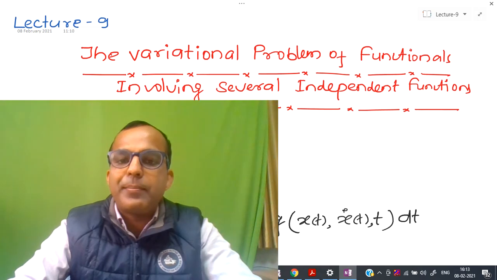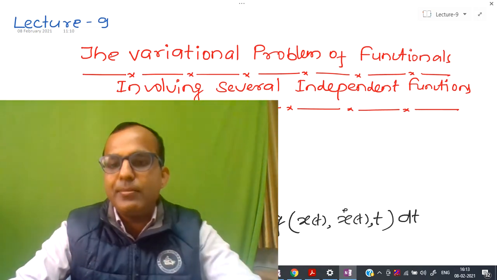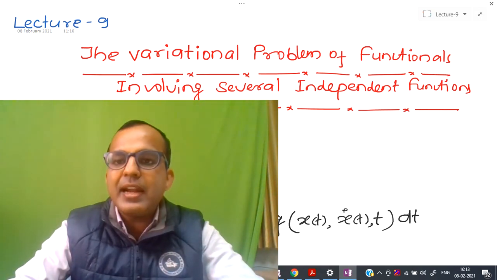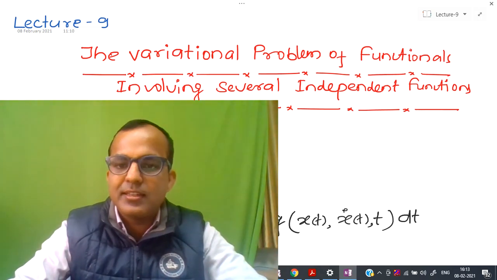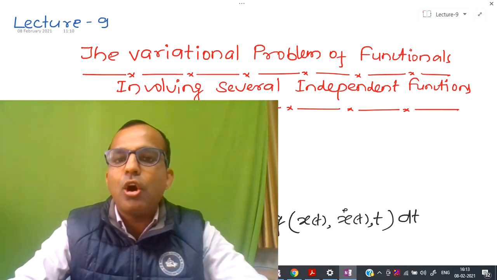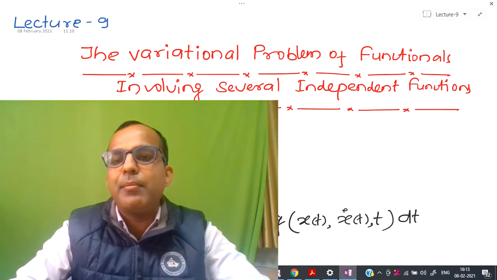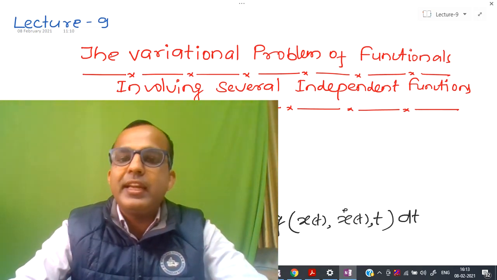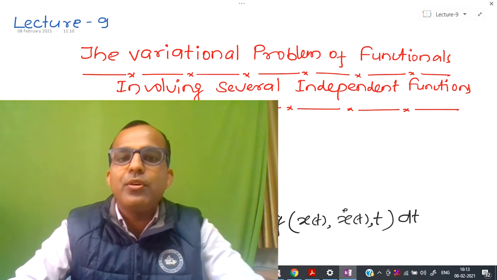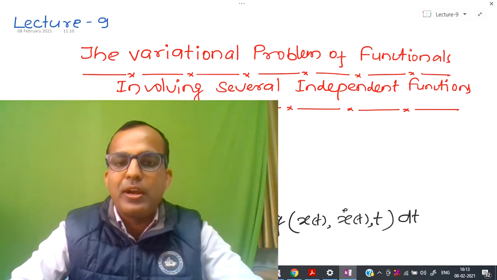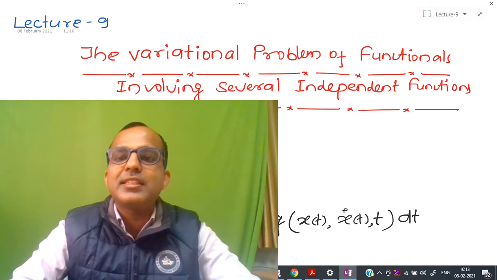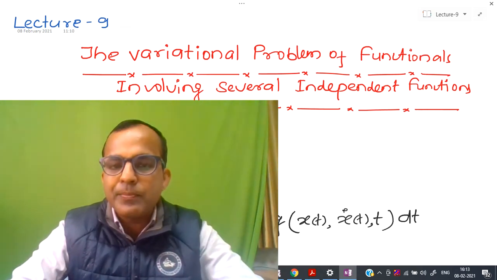So what happens if we have several independent variables? At that time, again, whatever four types of problems I have discussed, how to solve that kind of extremization problem is also one of the important areas we have to look into before going to the original optimal control problem. For that reason, this lecture is also equally important.